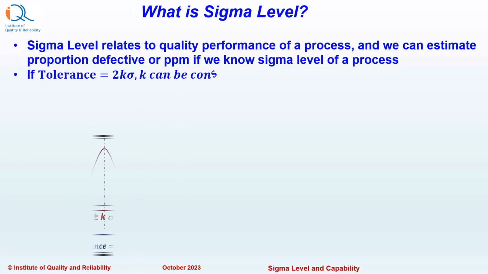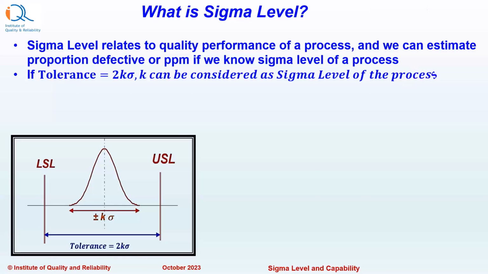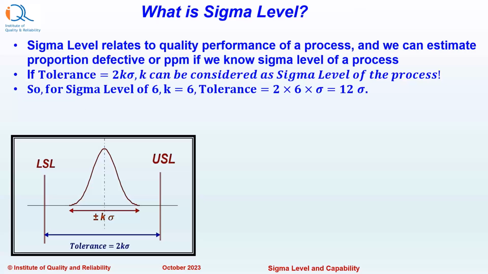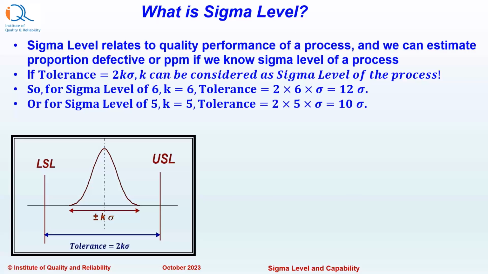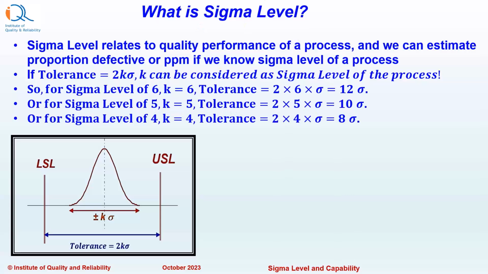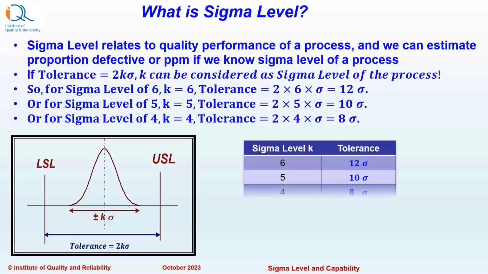If tolerance equals 2k sigma, k can be considered as sigma level of the process, sigma being the standard deviation of the process. So, for sigma level of 6, k is equal to 6 and therefore tolerance is equal to 2 into 6 sigma, that is 12 sigma. Similarly, for sigma level of 5, k is equal to 5 and tolerance equals 10 sigma. Or for sigma level of 4, k is equal to 4, therefore tolerance will be equal to 8 sigma, and so on. The table shows this.